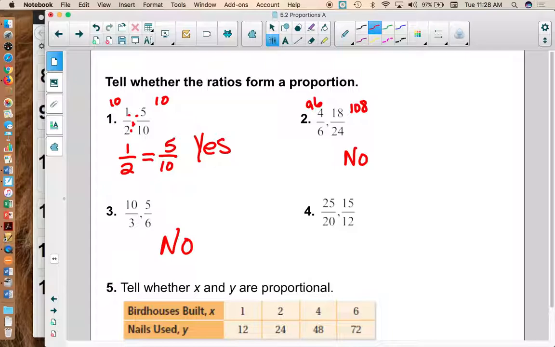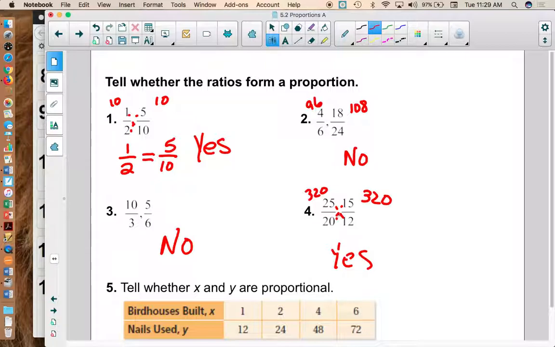Good job. Number 4, 25/20 to 15/12. Gabriel? Yes. Gabriel says yes. How do you know, Gabriel? I use the cross multiply. 25 times 12 is 300, and 20 times 15 is 300. Cross multiplying, and he can tell it real quick.